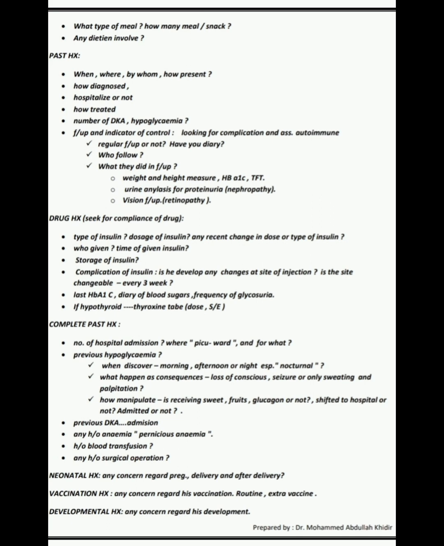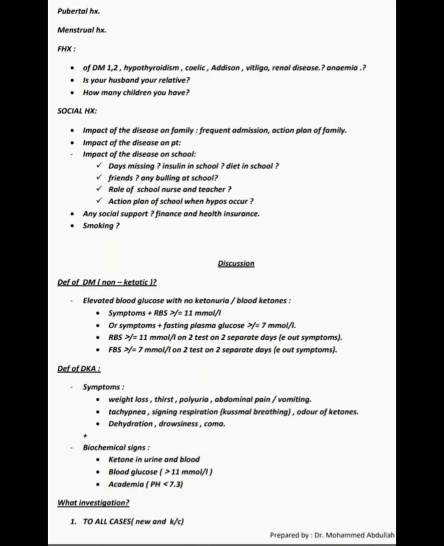Now, neonatal history: we will ask about any concern regarding pregnancy, delivery, and after delivery. Vaccination history: any concern regarding his vaccinations, routine or extra vaccines taken or not. Developmental history: any concern regarding his development. Pubertal history will be taken if the child is a teenager, and menstrual history for girls.